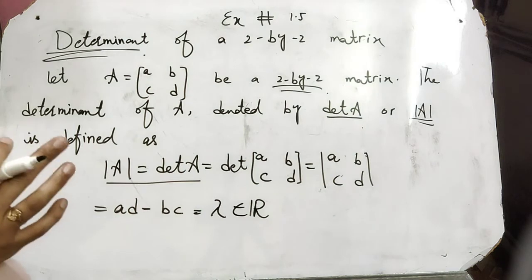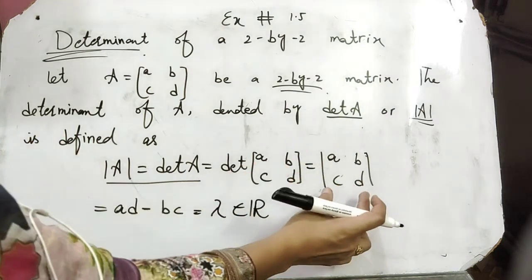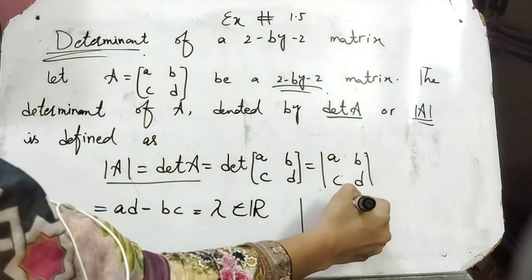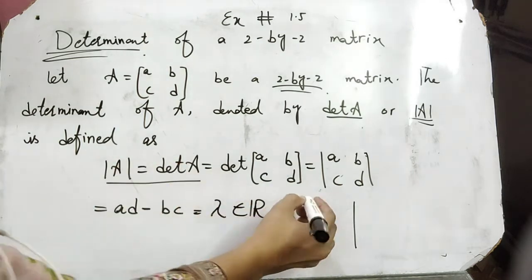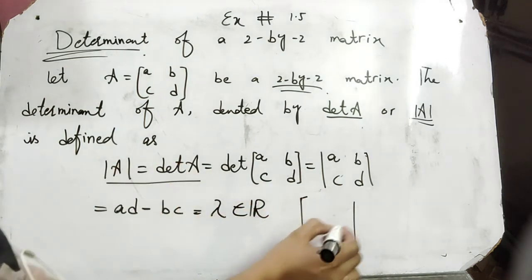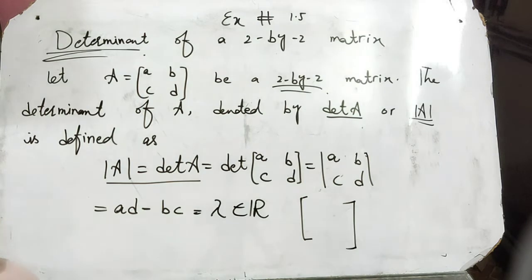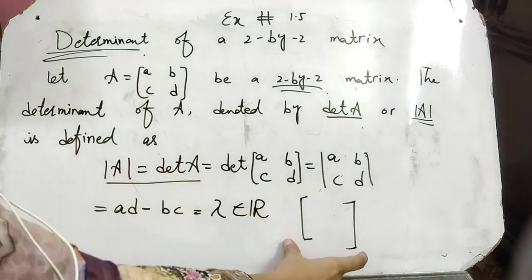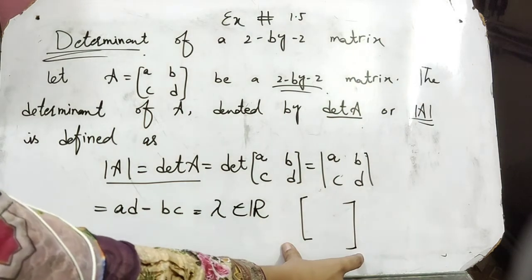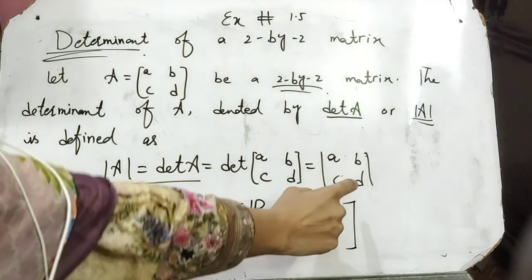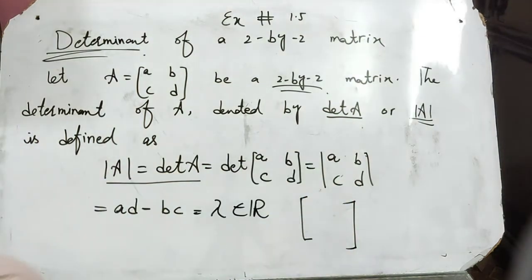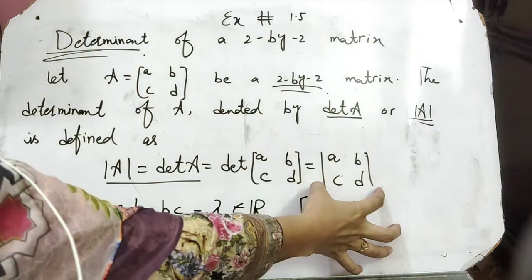To find the determinant of any matrix, put that matrix into the mod. Don't write it as a matrix. If you write these brackets, it cannot count as the determinant, it will be the matrix. So when you solve any determinant, you should write the mod.